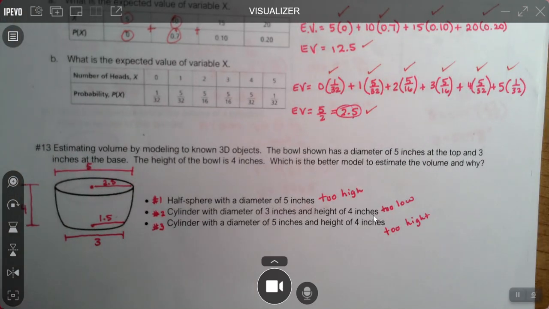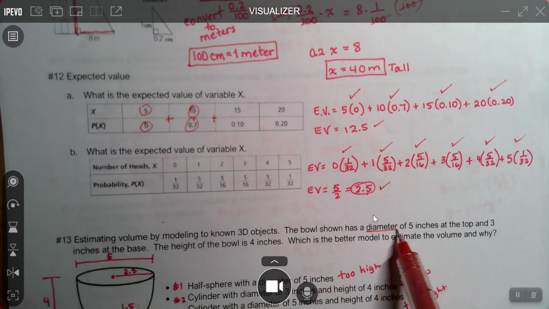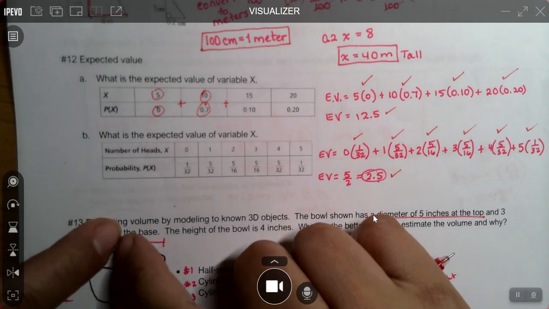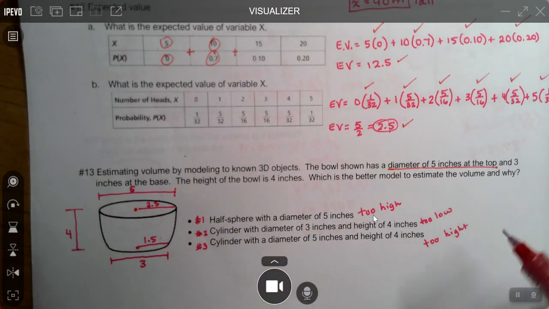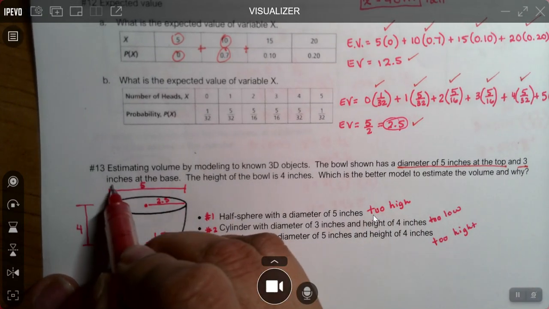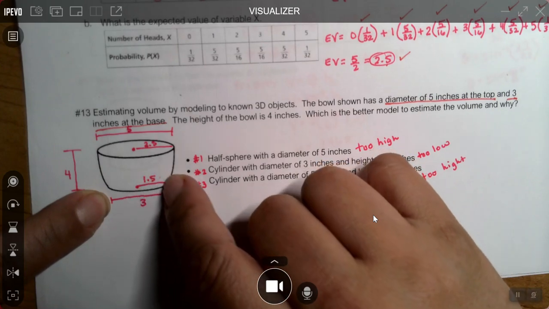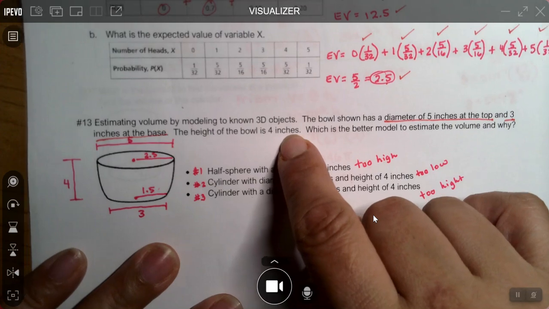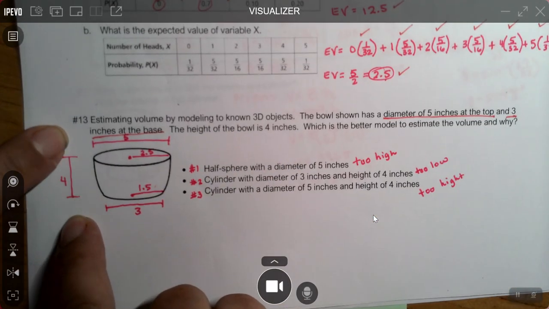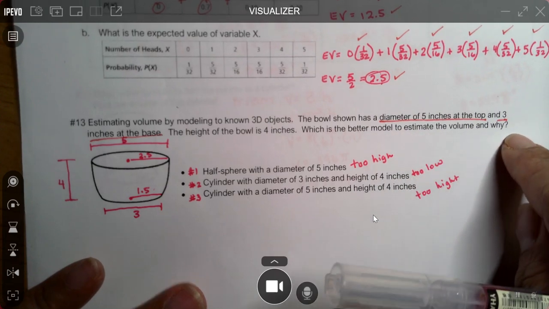Estimating volume by modeling to known 3D objects. So the bowl shown has a diameter of 5 inches at the top, which means the radius is 2.5, and 3 inches at the base. So the diameter is 3, which means the radius is 1.5. The height of the bowl is 4 inches. So that's the 4 inches right here. Which is the better model to estimate the volume and why?